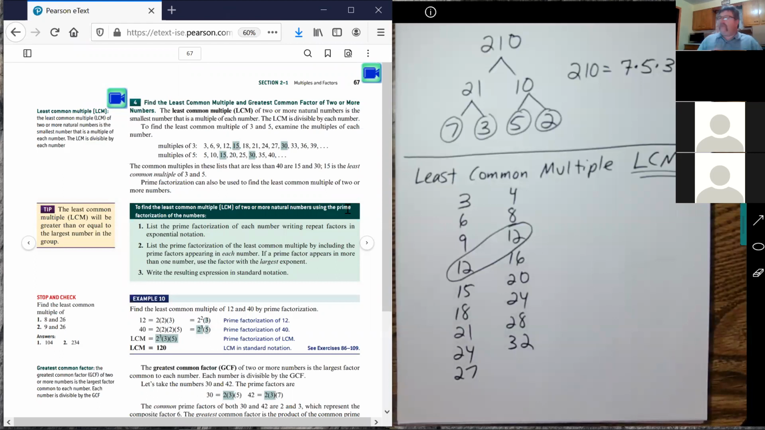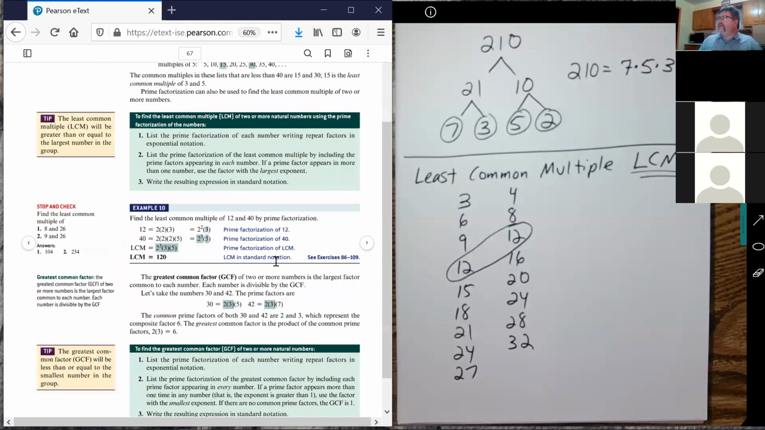But there's a more procedural, methodical way to find it, listed in this green box on page 67. And here's what it says. First, we got to do a prime factorization on each number. Now, 3 and 4 are both no-brainer factors. We'll pick some bigger numbers here to do this. We factor each number down to primes like we just did. And then number 2, we gotta read it carefully. We list the prime factorization of the least common multiple. So we're gonna write down the least common multiple now by including the prime factors appearing in each number.